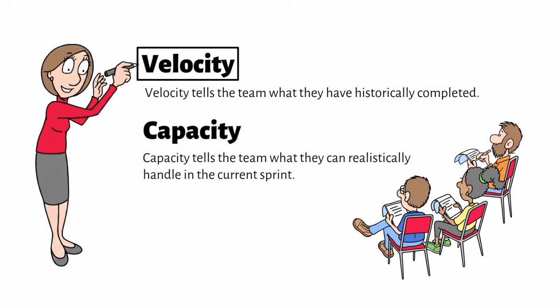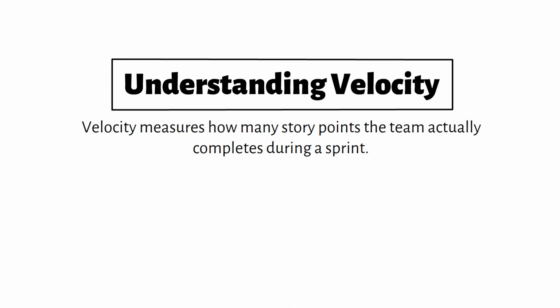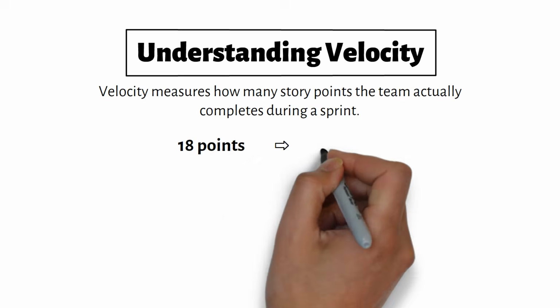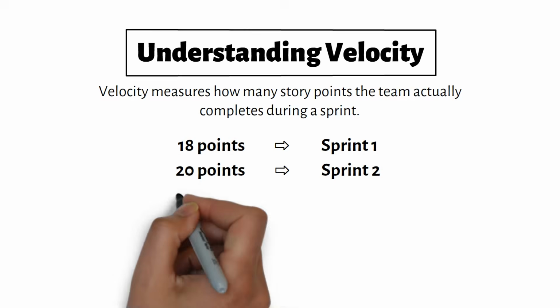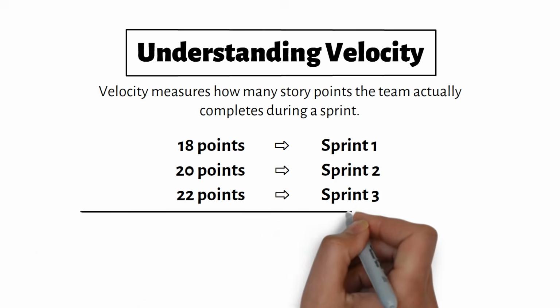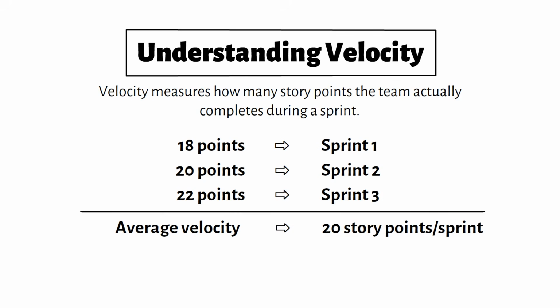Now let's define velocity. Velocity measures how many story points the team actually completes during a sprint. If the team completes 18 points in Sprint 1, 20 points in Sprint 2, and 22 points in Sprint 3, their average velocity is around 20 story points per sprint. Velocity is based on completed work only.